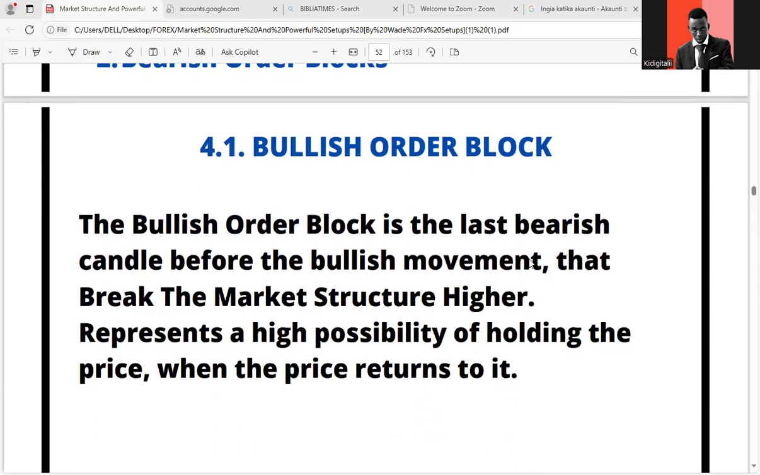So what is a bullish order block? Be very careful at this point, because don't just look at what you see here; I want to elaborate more apart from what you are seeing on the slide. The bullish order block is the last bearish candle. It is not necessarily a bearish candle. It can be a bullish candle, before the bullish movement. So it can be a bullish or a bearish candle before a bullish movement.